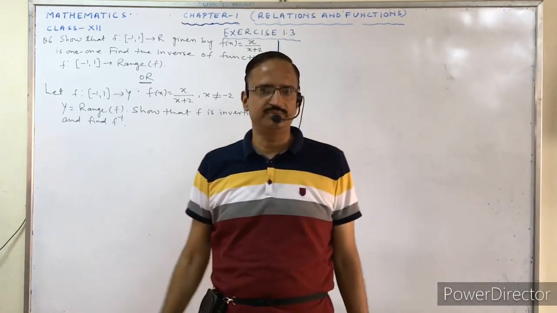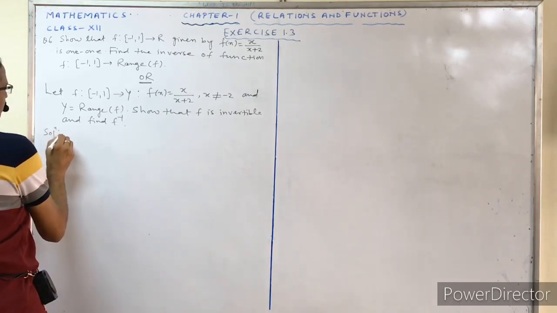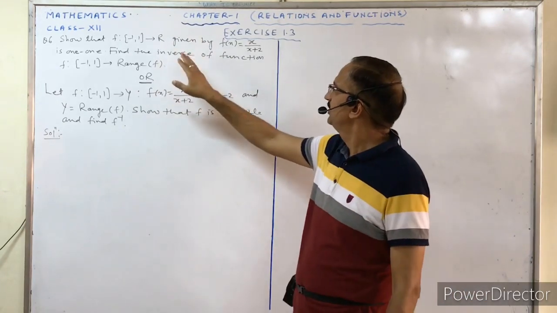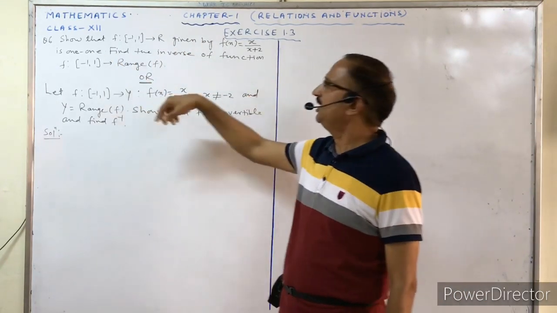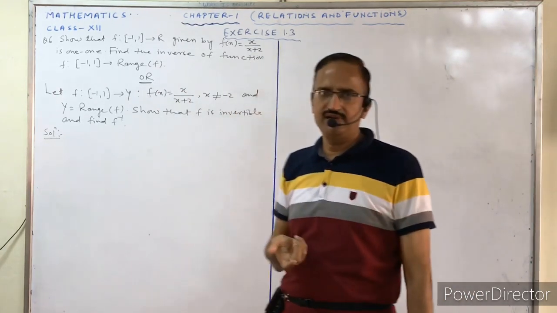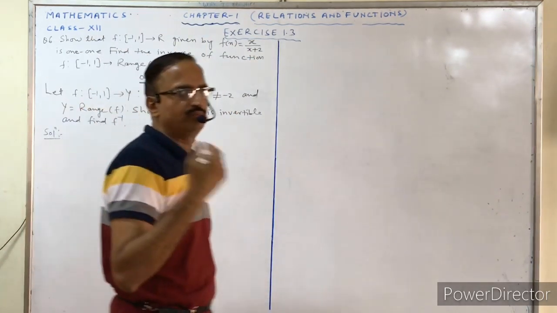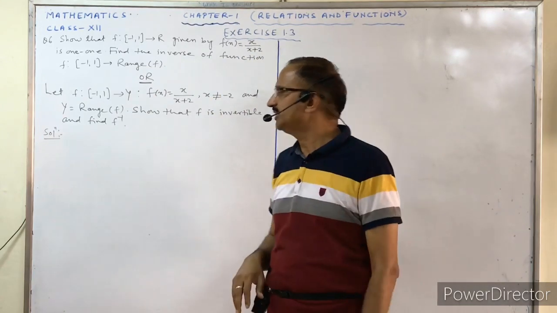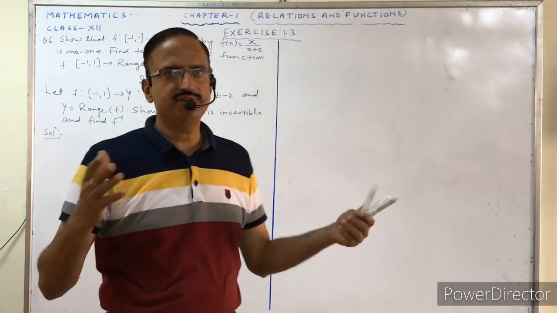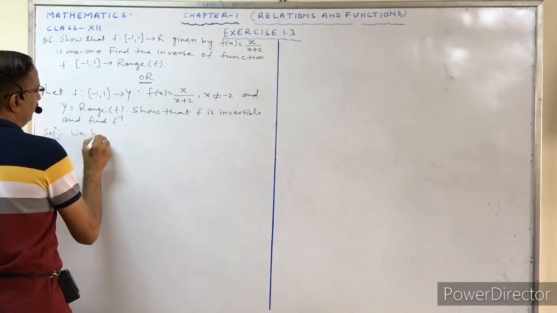So the question is either in this form or in this form. The meaning is the same. Now, how to find the solution of this question? In both the questions, first of all, we have to prove that the function is one-one and onto. Then it is invertible. If the function is invertible, then only is the inverse possible. So let us start.